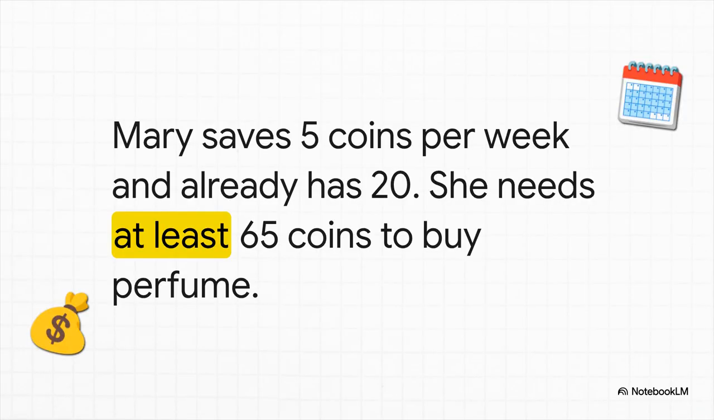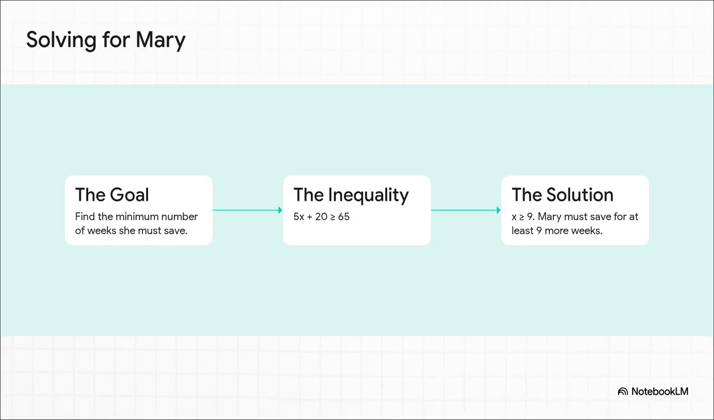All right, so after that, the lesson kind of turns up the difficulty a notch with a 2-step problem. This time, the story's about Mary. She's saving up coins every week to buy some perfume, but she's already got a little bit of money to start with. And this one's a bit trickier, right? Because you're juggling a few pieces of info. She saves 5 coins a week, so that's your 5x. But you can't forget about the 20 coins she already has. Then you look at the goal. She needs at least 65 coins. And again, that phrase "at least" is our big clue that it's an inequality. So you put it all together. Her weekly savings, 5x, plus the 20 she started with, has to be greater than or equal to 65. You solve that, and you find out she needs to save for a minimum of 9 more weeks.